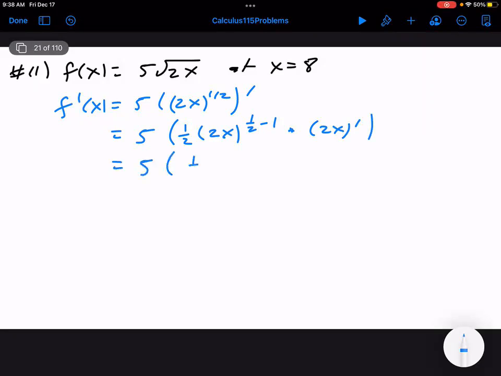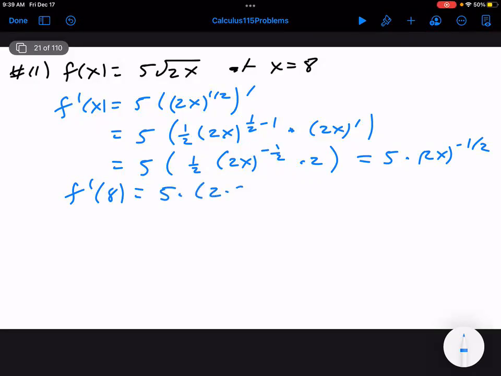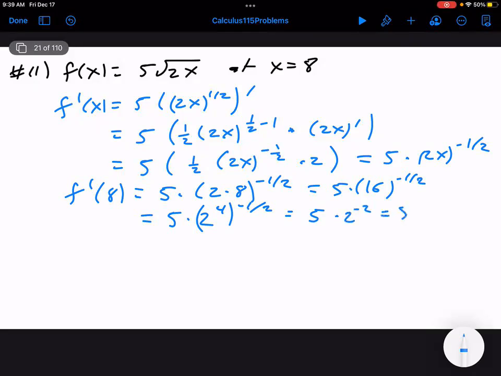So that would be 5 times 1/2 (2x)^(-1/2). And then the derivative of 2x is going to be 2. And so this is going to be 5 times (2x)^(-1/2). And then we just plug in x equals 8. And we get f prime of 8 is going to be 5 times (2 times 8)^(-1/2). That's 5 times 16^(-1/2). Well, 16 is just 2 to the 4th, so it's 5 times (2^4)^(-1/2), which is 5 times 2^(-2), or 5/4.